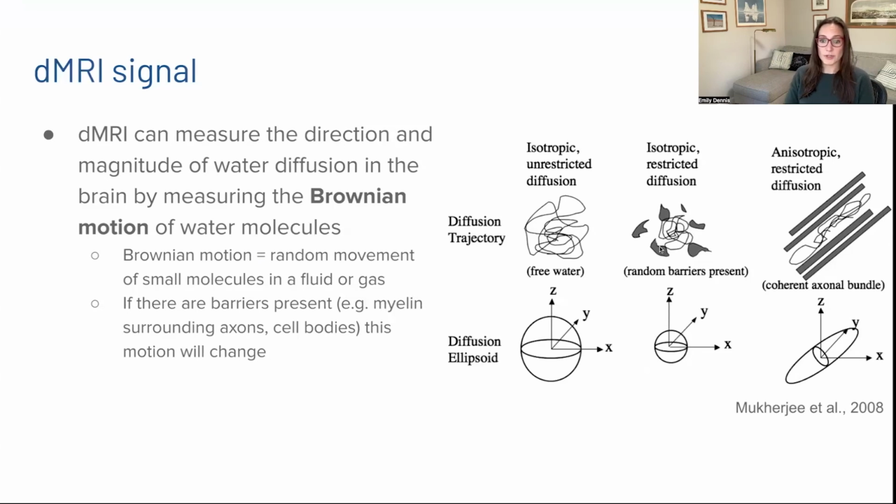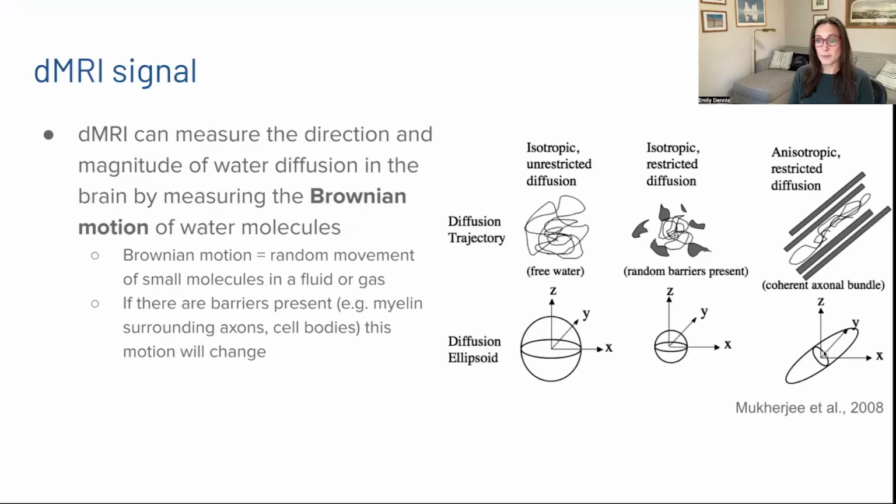We model this diffusion as an ellipsoid. We do this for each voxel of the brain, and a voxel is our unit of measurement in the brain. A common voxel size for diffusion weighted imaging might be 2 millimeters. So if you imagine for every 2 millimeter cube space in the brain, you have an ellipsoid like this. We can model the direction of water movement in 3 primary directions.